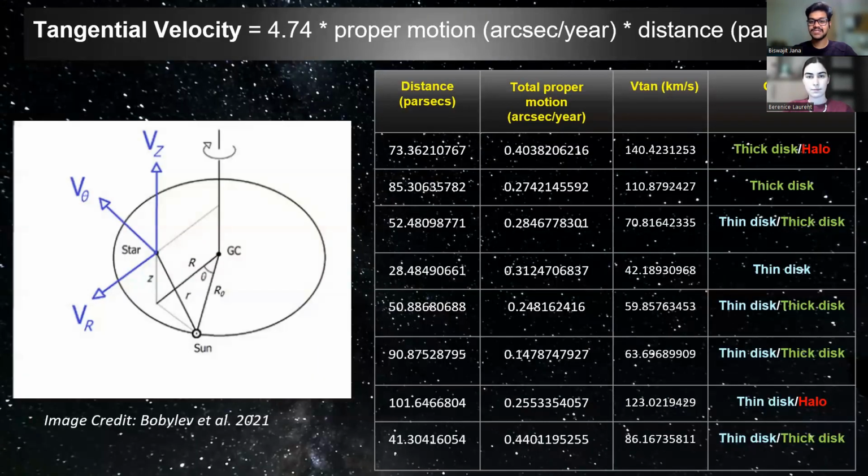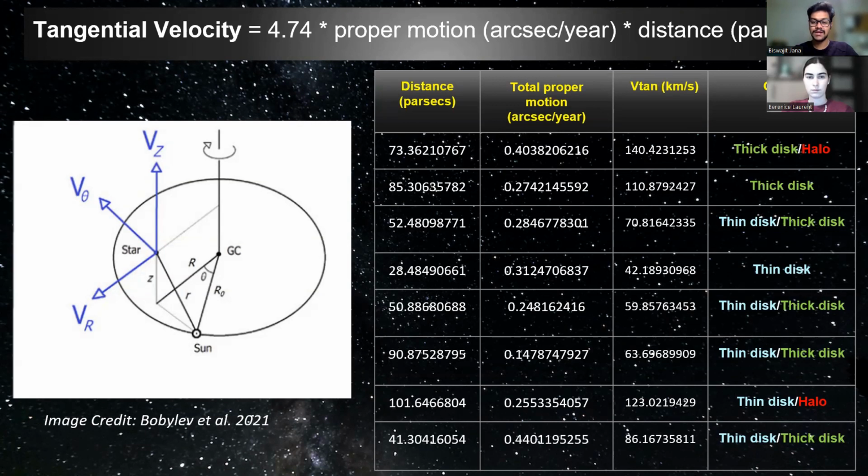The next crucial step was figuring out the tangential velocity, which is a method that helps us understand where the brown dwarfs originated. By calculating the tangential velocity, we could estimate the birthplace of each object. Typically, brown dwarfs originate from the thin and thick disk of the galaxy. If a brown dwarf came from the galactic halo, that would be unusual and require more investigation.